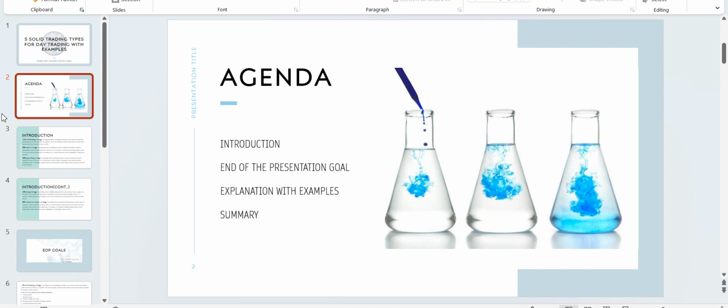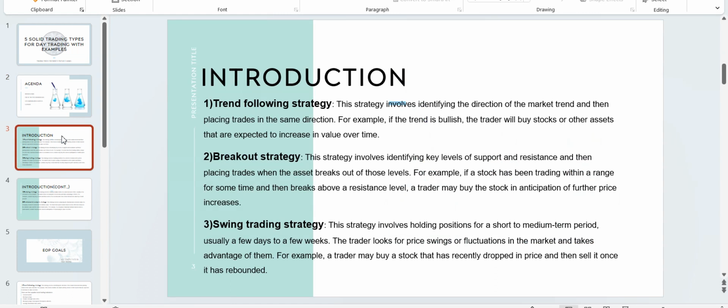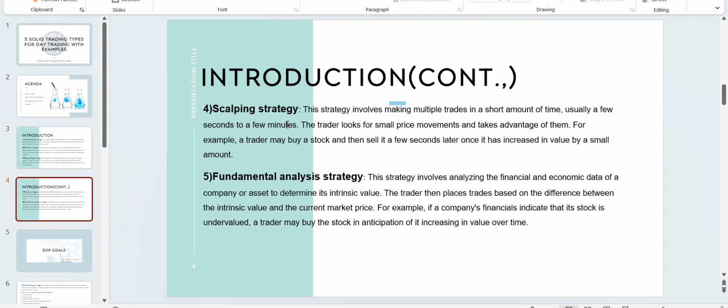So the first thing I have to discuss here is the introduction, where we have 5 solid types of trading strategies. One is the trend following strategy, second is the breakout strategy, third is the swing trading strategy, the fourth is the scalping strategy, and the fifth is the fundamental analysis strategy. Okay, let's get into the video.